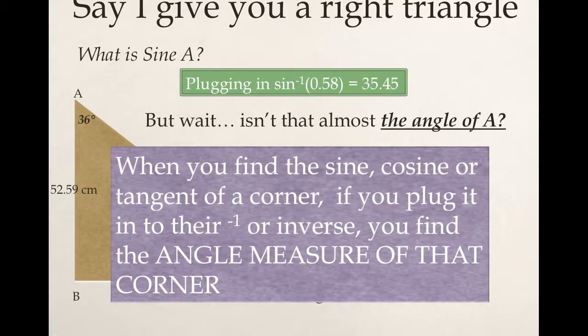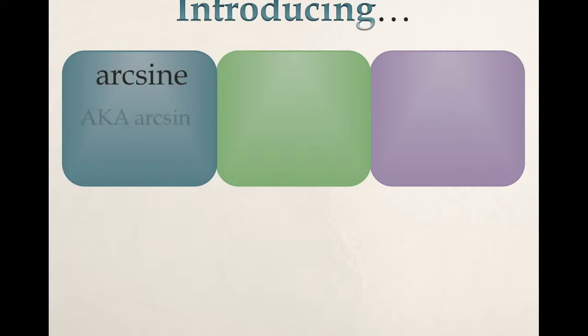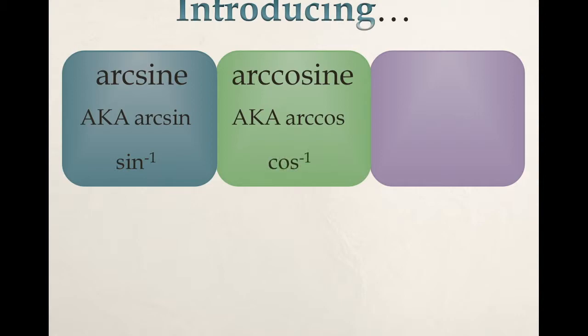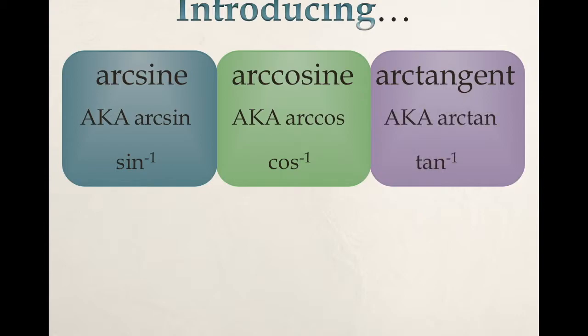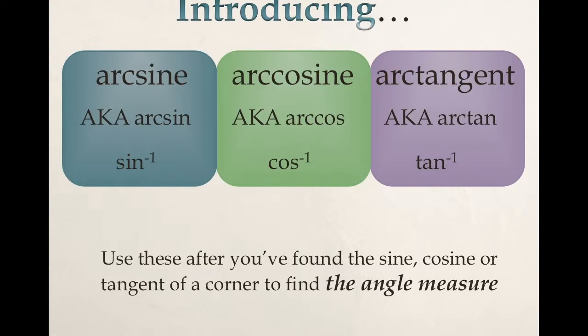When you find the sine, cosine, or tangent of a corner and you plug it into their power of -1, also known as their inverse, you can actually find the angle measure of that corner. That's a big rule. I would like to introduce you to 3 new concepts: arcsine, also known as arcsin, or sine to the -1, arccosine or arccos, or cos to the -1, and arctangent, also known as arctan, and it's seen as tan to the -1. Use these after you've found the sine, cosine, or tangent of a corner to find the angle measure like we did in the last slide.